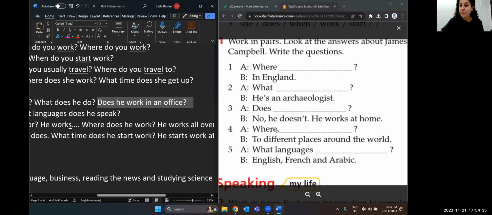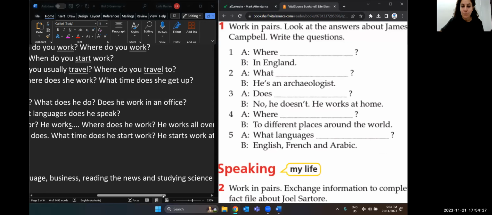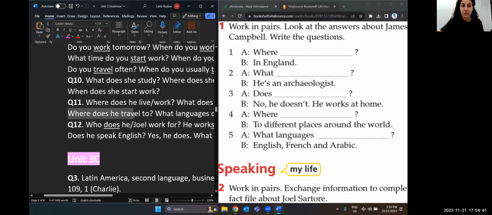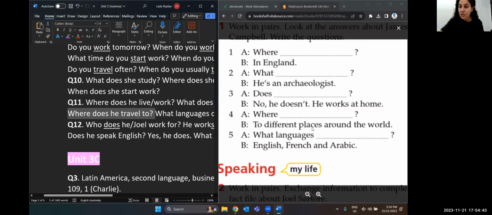4, where? Yeah, where does he travel to? Yeah, where does he travel? To different places around the world. Yeah, where does he travel to? Because we want to know where, like location. Not when, which is a different question. Not why, not what, but where, location.